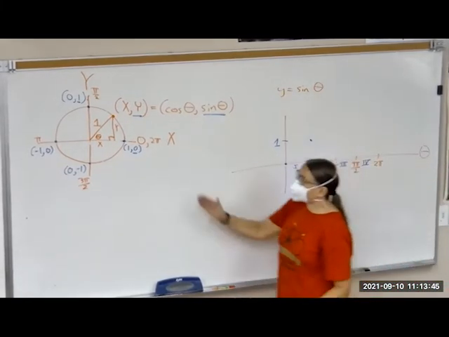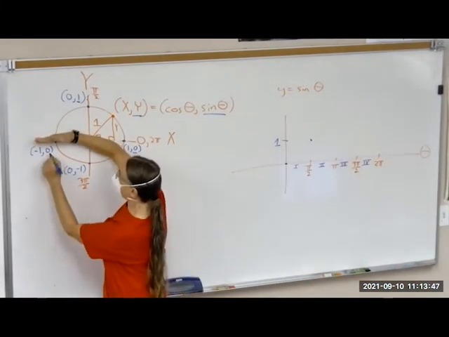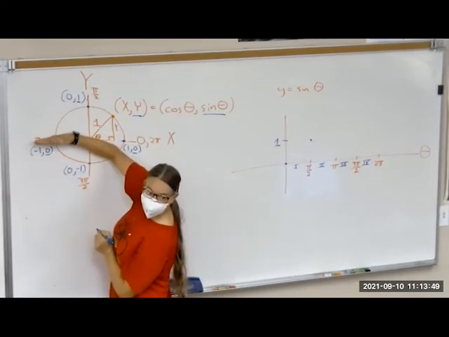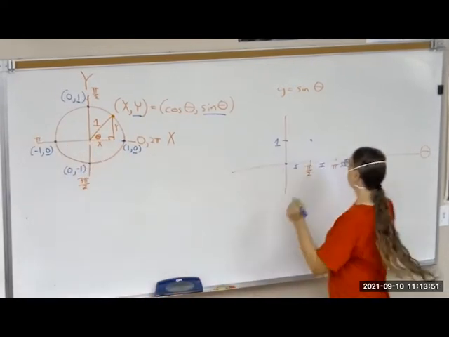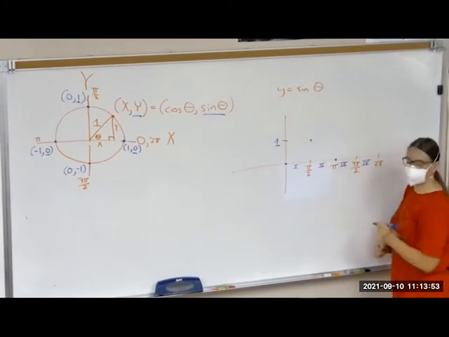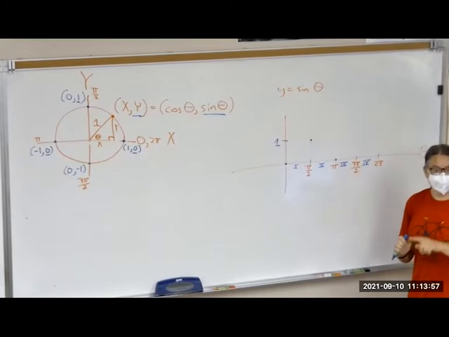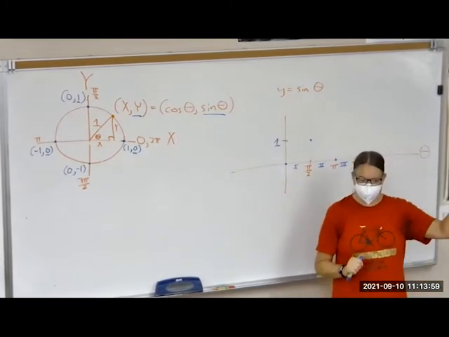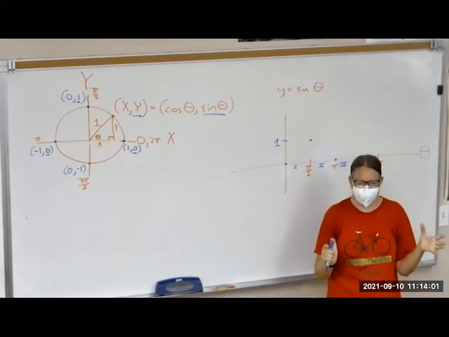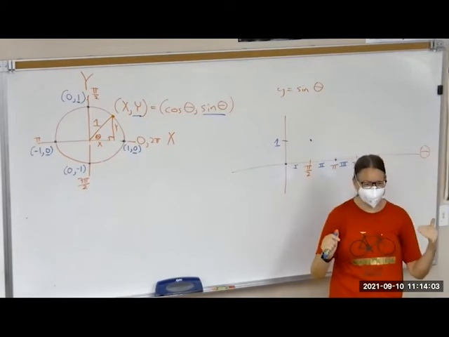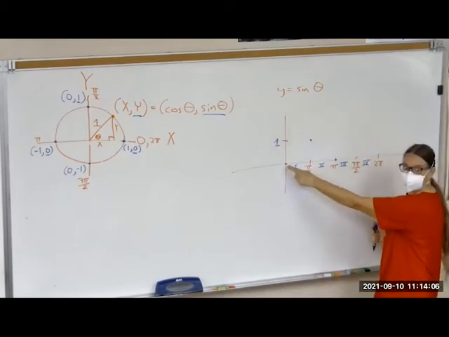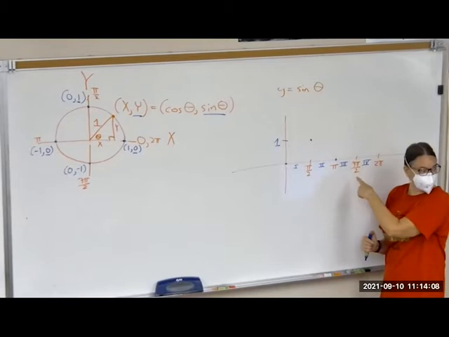At pi, the Y value where we intersect the unit circle is 0. So we've come back to 0. For some of you, this might be enough for you to finish the graph. If you remember that it's a wave and you just don't remember, where does the wave start? Does it start at a high point or does it start in the middle? This tells you, oh, it starts in the middle, and you might be able to just finish this.